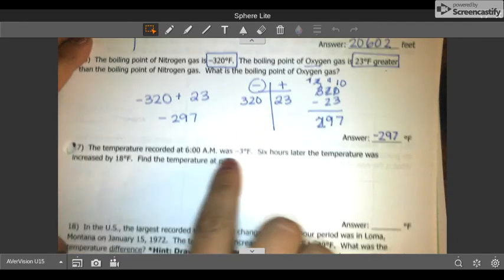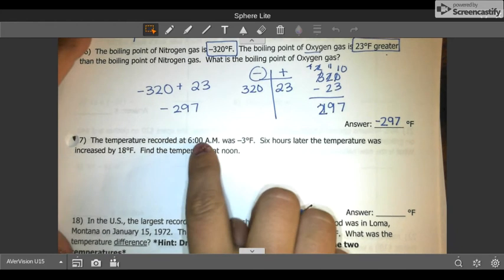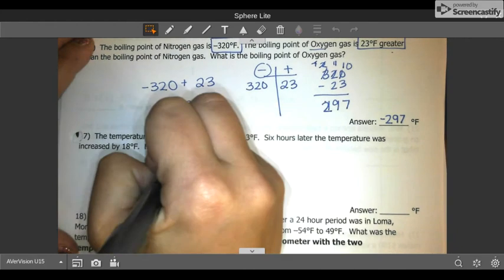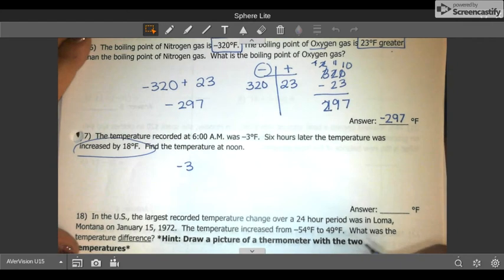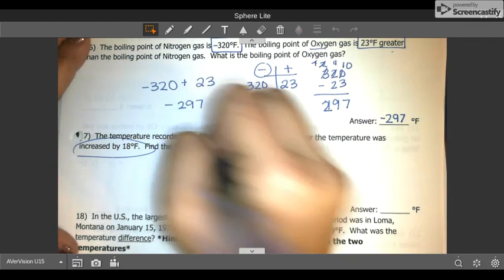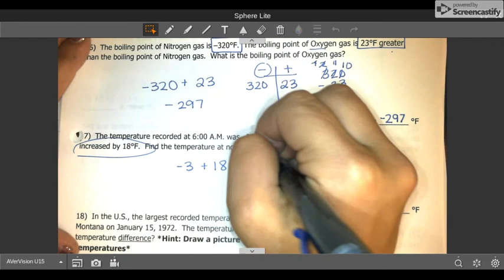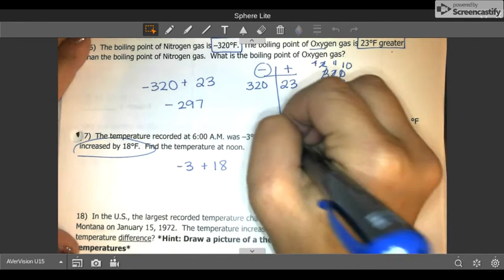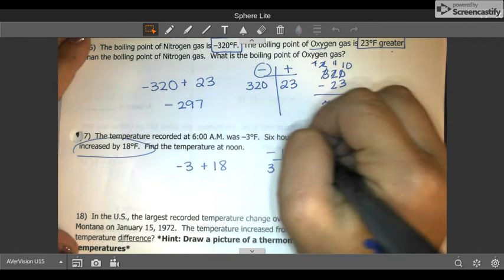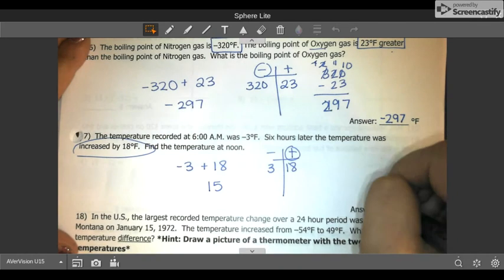Sorry about the blip. The temperature recorded at 6 o'clock a.m. was negative 3 degrees. 6 hours later, the temperature increased by 18. So I'm going to add 18. So let's see, if it was negative 3 and I'm adding 18, the positives win. By how much? By 15. The answer is 15 degrees.